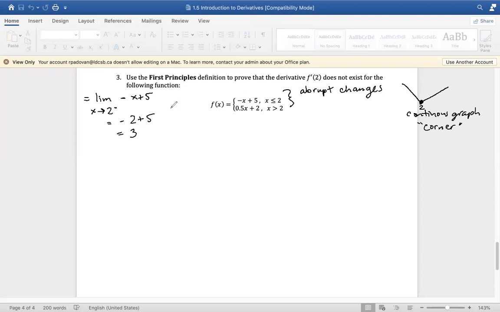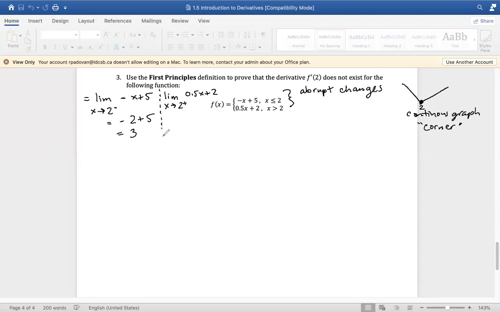Do I have room? I don't want to take up room down here, so I'm going to squish it. It's not going to look good, but just bear with me. So the limit as x approaches 2 from the right-hand side. Well, which equation am I using? If I'm coming in from the right, I'm coming in at numbers greater than 2. I'm starting at 5, 4, 3, and narrowing in on 2. So I'm going to be using this equation, 0.5x plus 2.